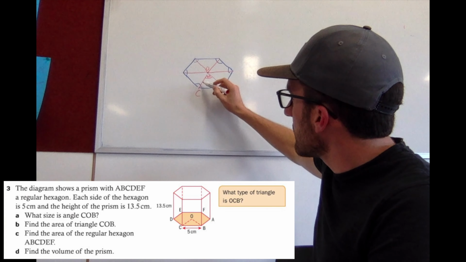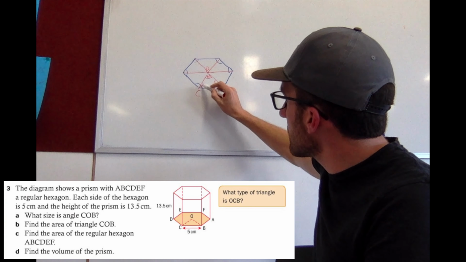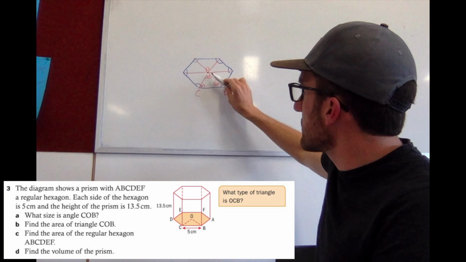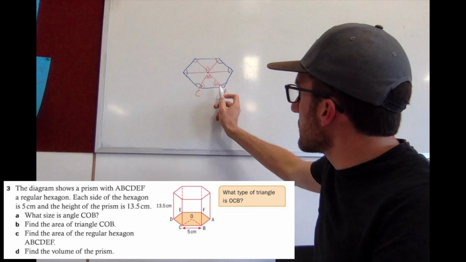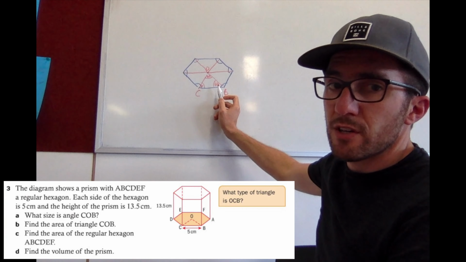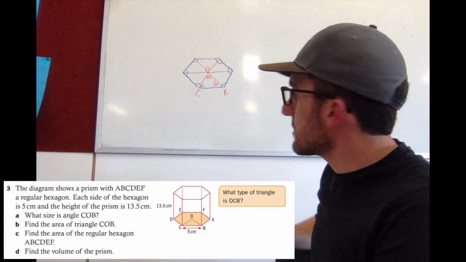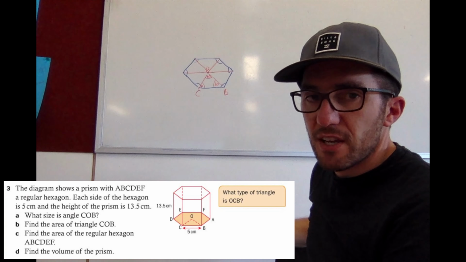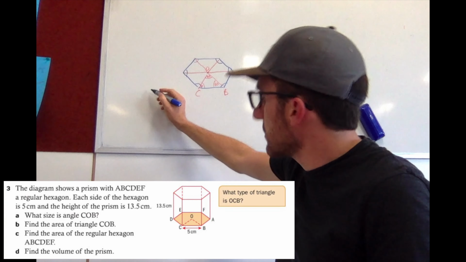And then the other angles in here will also be 60 because at the very least this is an isosceles triangle, and so these two need to be the same. There's 120 degrees left, so each of those have to be 60 as well. So now we can actually see that it's an equilateral triangle.